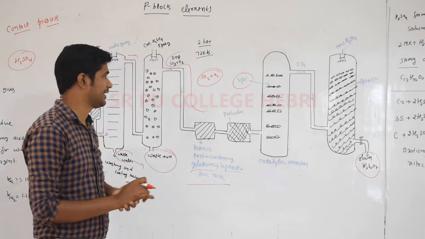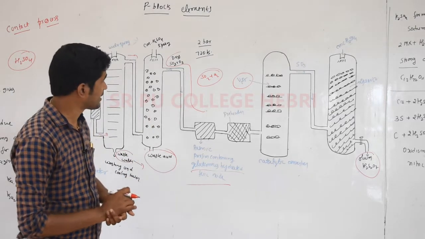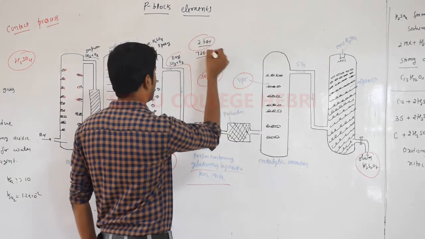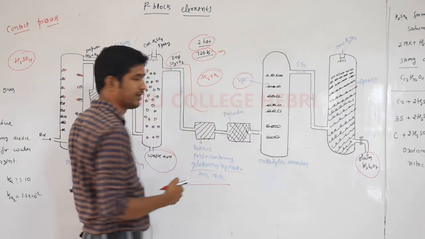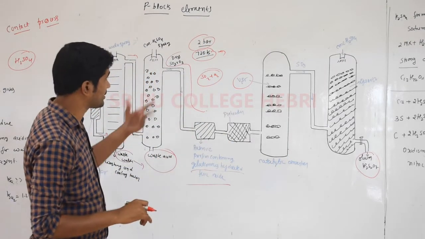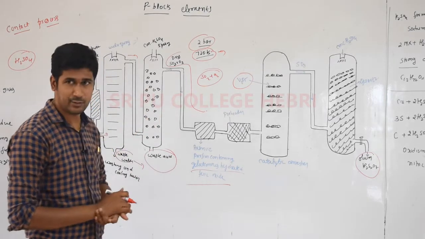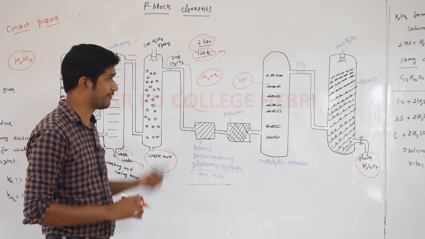Is it clear? Yes. So now this concentrated H2SO4 preparation is operated at a pressure of 2 bar and a temperature of 720 Kelvin. It doesn't happen at normal pressure, higher pressure is needed. It's approximately 2 bar, double. The temperature is also about 720 Kelvin.